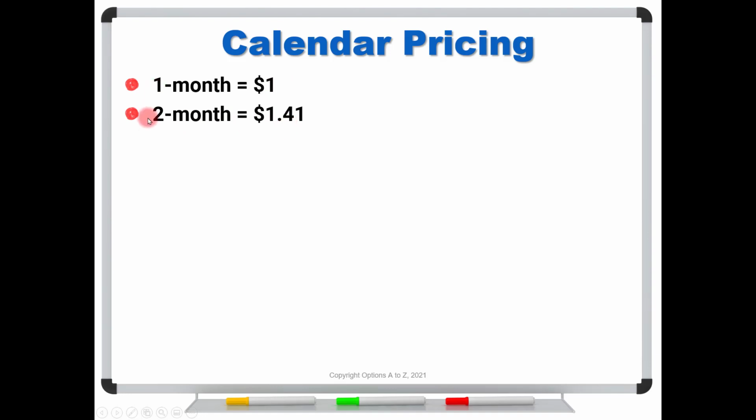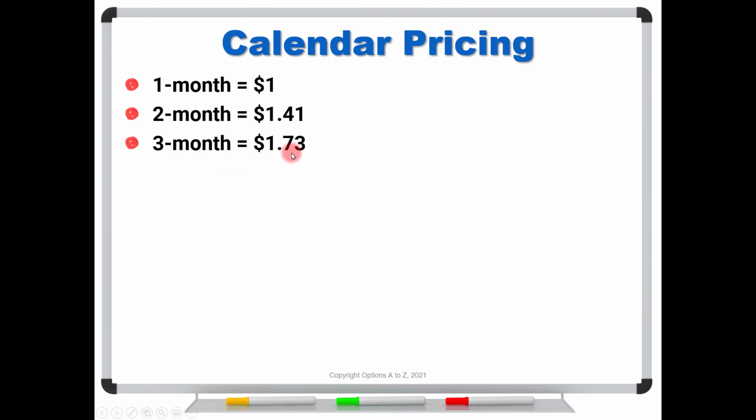So notice that we have twice as much time on this option, but it's not trading for twice the price. It's only $1.41. And the reason is we have to take the square root of 2. All right, so we've doubled the amount of time, or 2 times the amount of time. The square root of 2 is 1.41. And that means we're going to multiply this first option's price by 1.41, and that's where we're getting this $1.41 from. And then that same relationship follows through the entire chain.